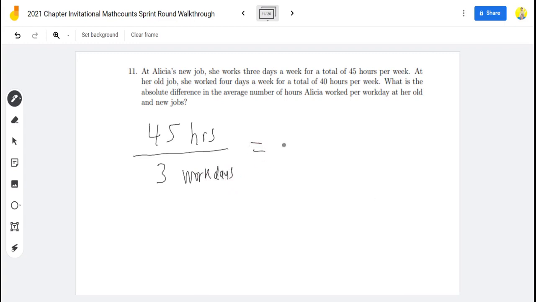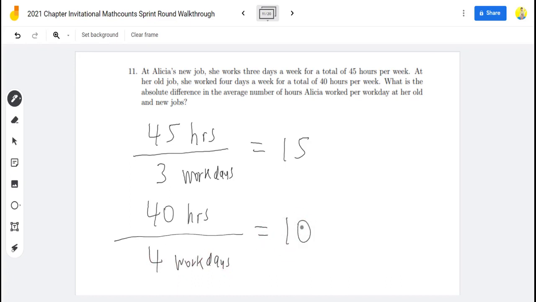So the average is just 15. At her old job, she worked 40 hours per week, and there are 4 work days per week. So she worked an average of 10 hours per work day. So the absolute difference in the average number of hours Alicia worked per work day at her old and new jobs is just 5.